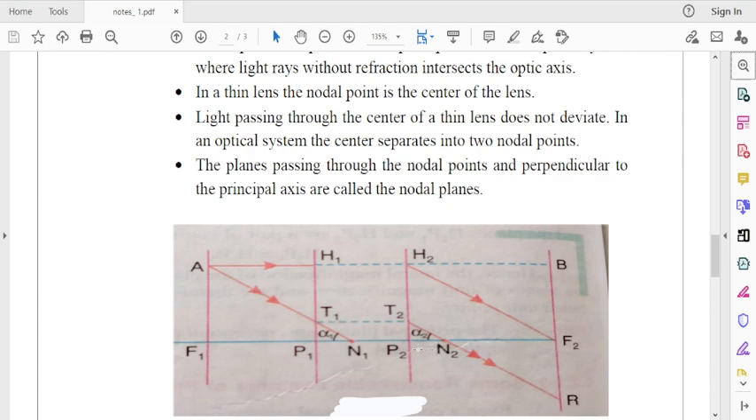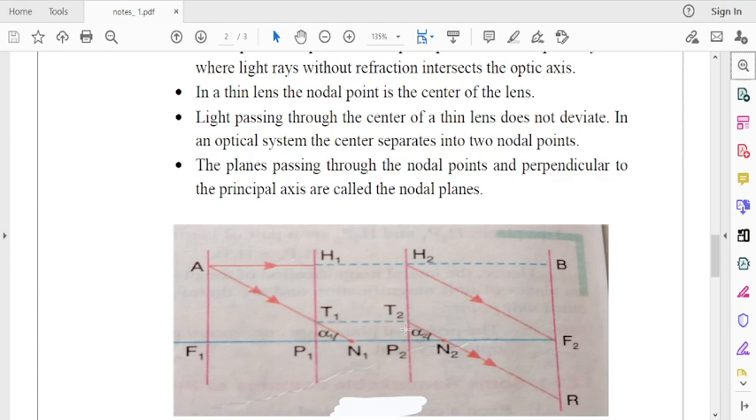In a thin lens, the nodal point is the center of the lens. If the lens system is a thin one, at that time the nodal points are at the center of the lens. Then light passing through the center of a thin lens does not deviate. When light passes through the thin lens system, the rays are not deviating.